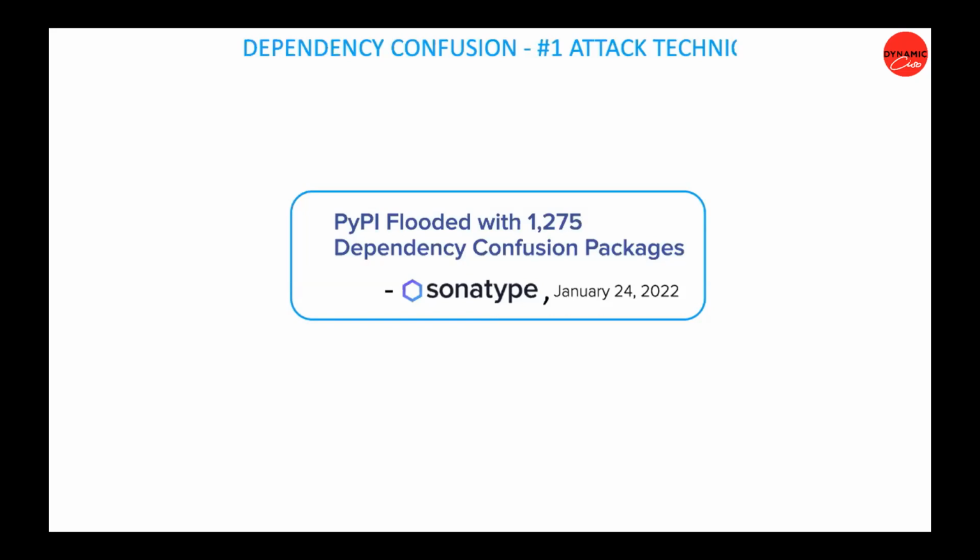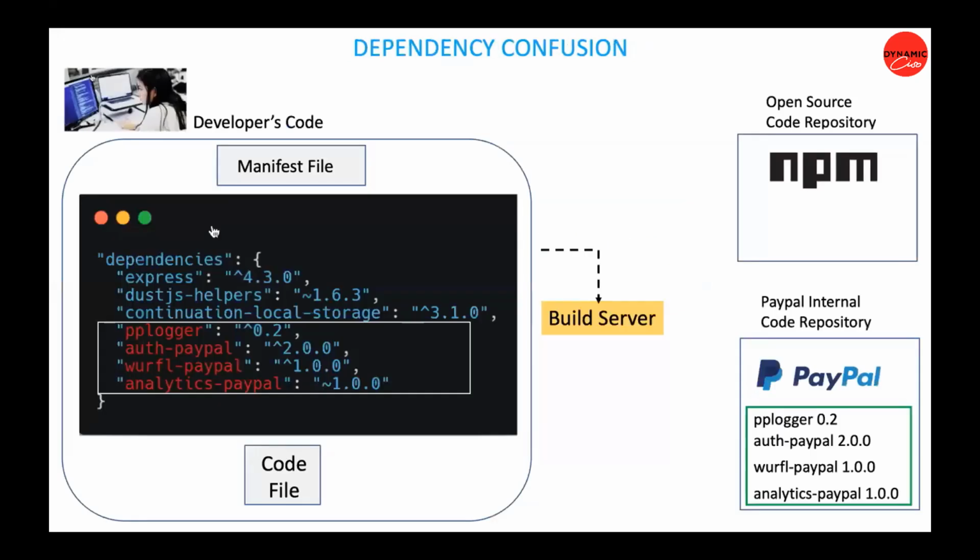1,275 dependency confusion packages are there in the Python open source repository. So anybody who downloads that particular package, the chances of that person's code being infected by a Trojan is almost 99%. Now, what is this dependency confusion? I have put out a diagram so that you understand. When a developer writes code, it is written in a code file. He types it in, and this is that 3% of the code that he has written.